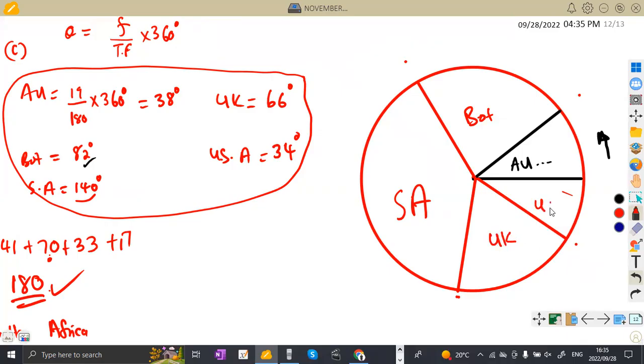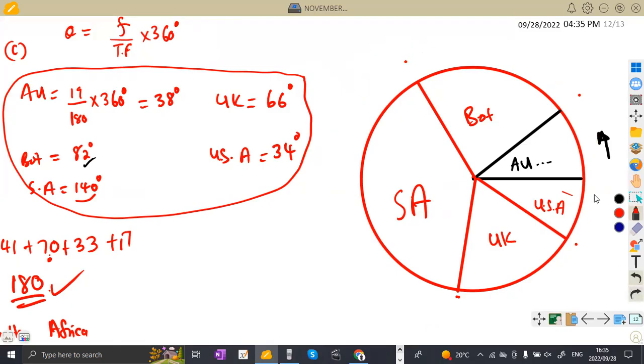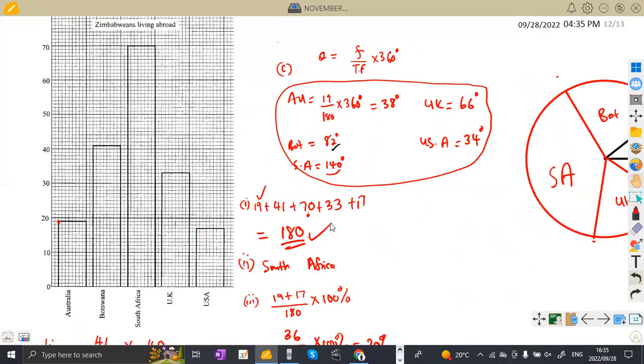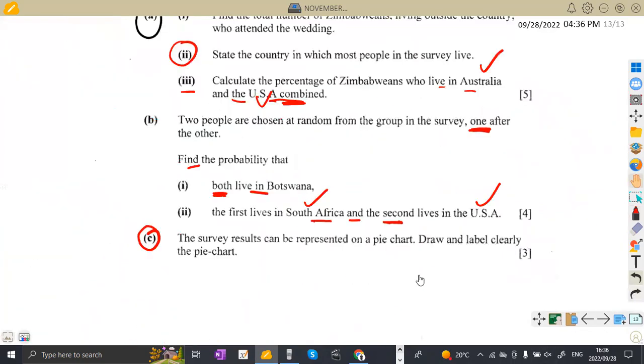Then definitely the last one is going to be the USA. So take note of the direction. I was moving this way in an anti-clockwise. You choose one way to move, either clockwise or anti-clockwise, but as for me, I was using the anti-clockwise. So that is what we're going to have at the end. That was our pie chart. We need the angles. Then after the angles, we can actually present. Okay, so that is what we had in this case, and that was our last question actually.